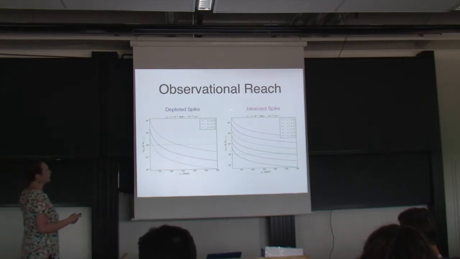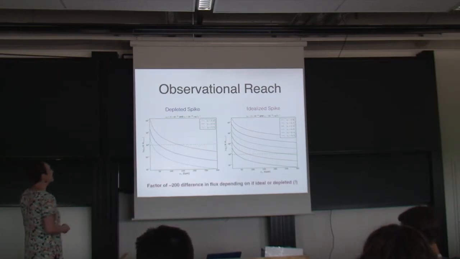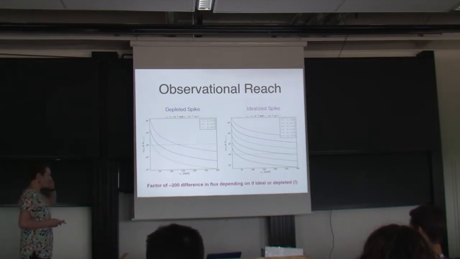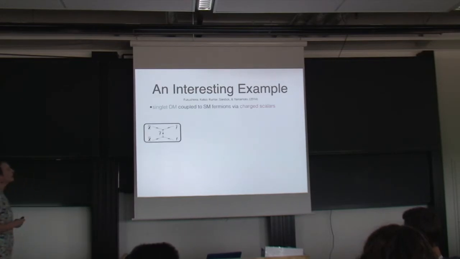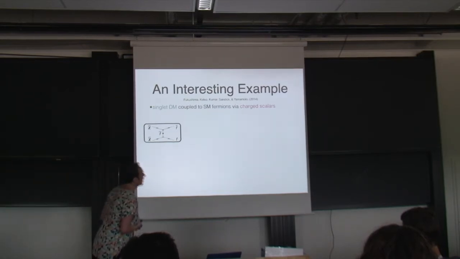But it's not really clear whether we're in this case or whether we're in that case. And if we are in this depleted spike case, have I actually done the heating time correctly? Yes. So one thing we can take away from this, though, is that there's about a factor of 200 difference in flux, depending on whether it's the idealized or our depleted case. 200 is a lot. I would like to give you an example.